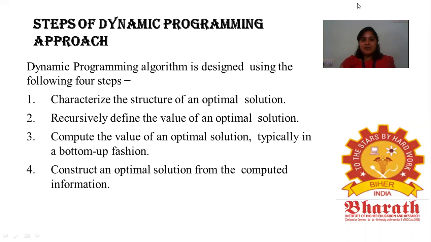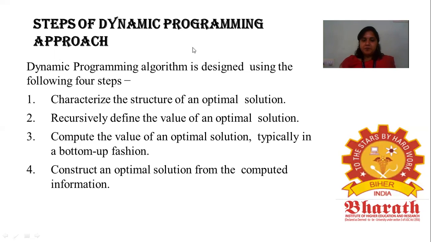Now, the steps for the dynamic programming approach. A dynamic programming algorithm is designed using the following four steps. So what are those? We'll see. First, we characterize the structure of an optimal solution. This is the first step. So we get the structure, in which way, in which format, what we are going to do. So we characterize the structure of the optimal solution.